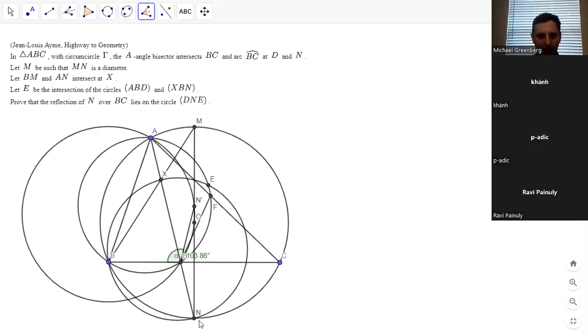And this angle, so yeah, they're not congruent. BD equals DF and DN equals DN prime.